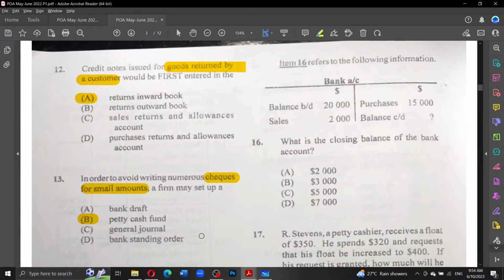So remember, to find the closing balance, the balance carried down, you need to add both sides. So the debit side is 22,000, as we just stated. Credit side is 15,000. You subtract them. So 22 minus 15 is going to be 7,000. So the carried down balance will be 7,000.